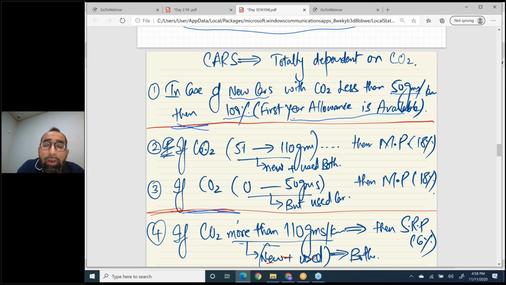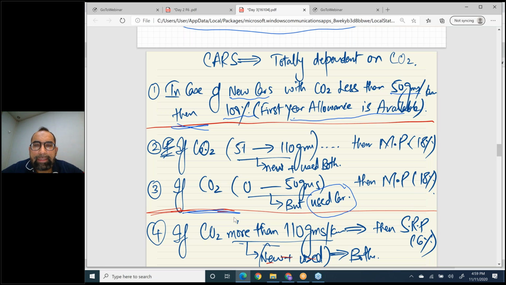Third point, if your car has a CO2 emission rate between 0 to 50, but if this car is a used car, not a new car, it's a second hand car, then again you have to do 18% on main pool. You have to take this car in main pool.